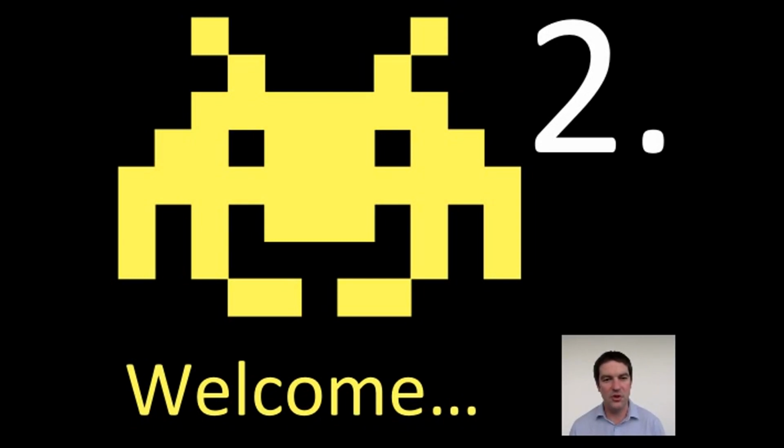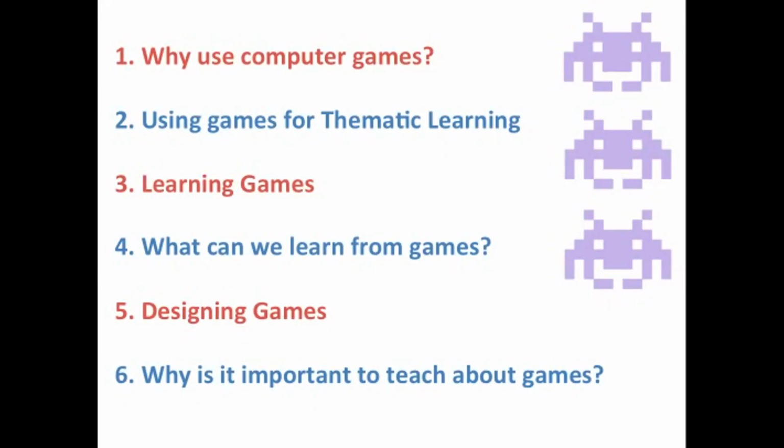Hopefully you've already completed Module 1 and you found yourself here in Module 2. Module 2 is about using games for thematic learning. You should have already completed the module on why use computer games, and then there are 4 other modules still to complete in order to complete the Academy course. Module 3 is around learning games, Module 4 is what can we learn from games, Module 5 is on designing games, and Module 6, why is it important to teach about games.